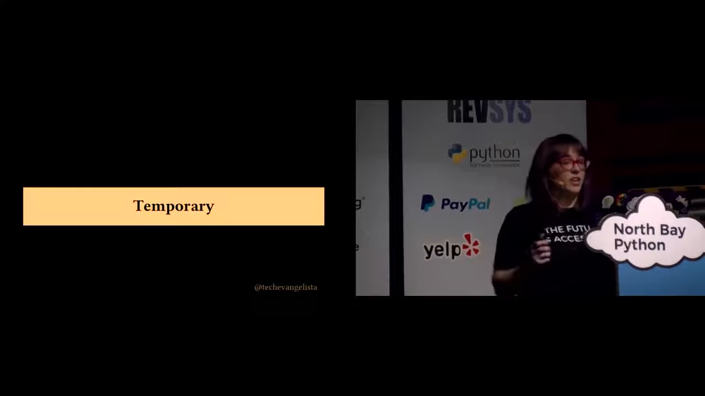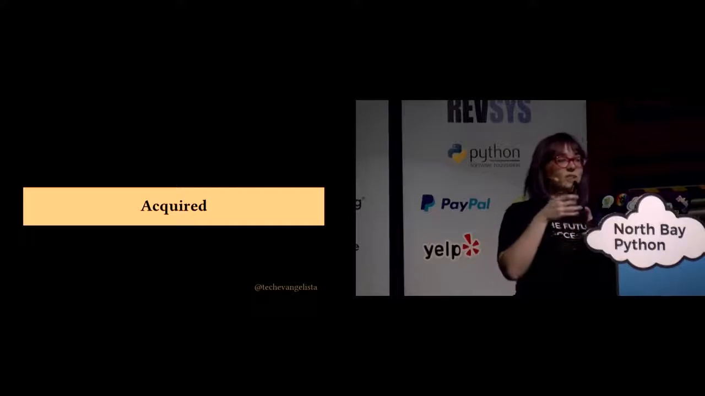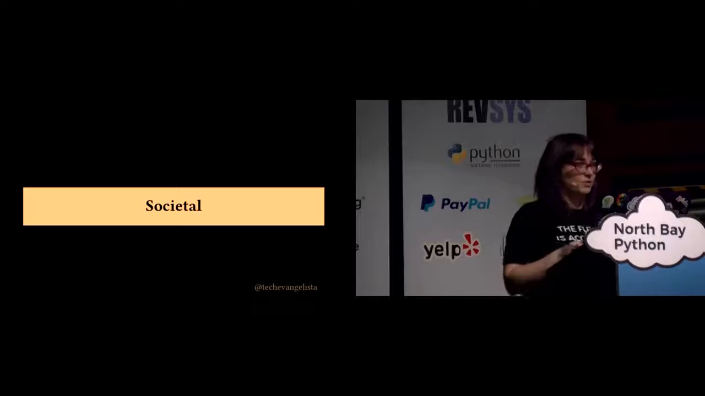There's temporary, and this could just be like being sick. Maybe you get really sick and you get weak and you can't use your computer the way you used to. There's acquired. So that's like aging. You could have no accessibility needs, and then suddenly you hit a certain age, and you have them. And there's societal. And the best example of this is left-handedness. A lot of programs and apps are often made assuming people are right-handed. And so left-handed people can have issues using them.